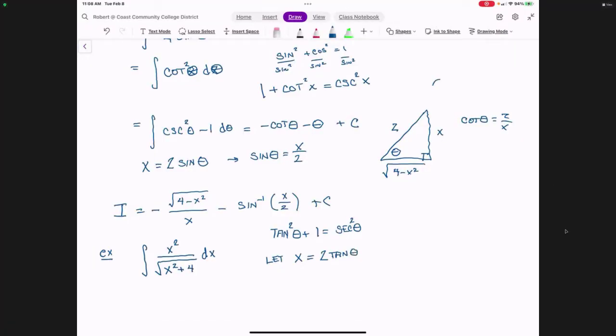If we were to let x equal 2 tan theta, then x squared plus 4 would be 4 tan squared theta plus 4, which would be 4 times tan squared theta plus 1, which would be secant squared of theta. And then dx is going to be 2 secant squared of theta.